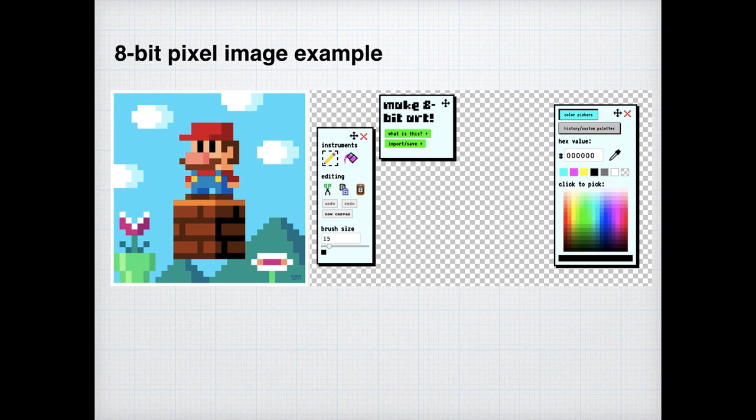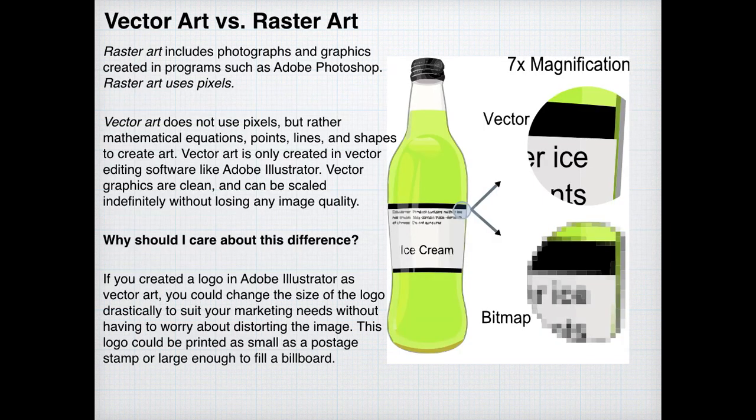So this is just to give you an example of an 8-bit pixel image, this sort of iconic Super Mario Brothers imagery. And you can also make your own 8-bit art. There are a lot of websites where you can do that if that's your aesthetic.